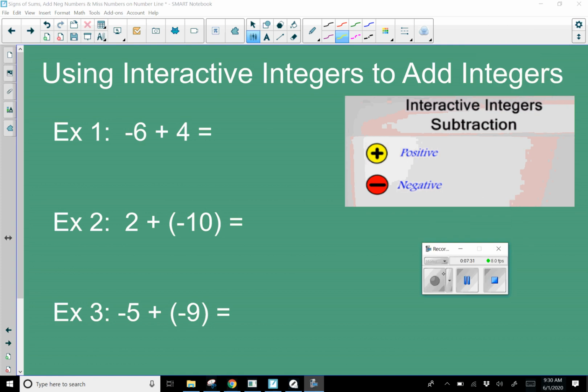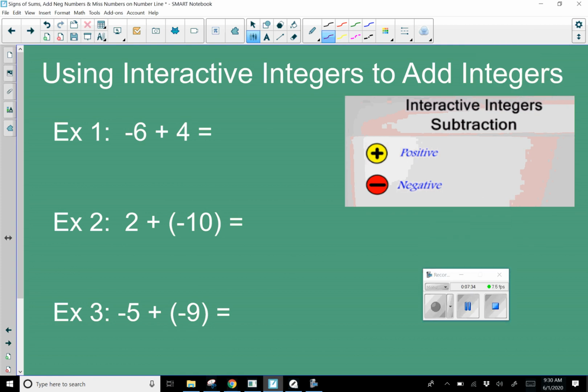Okay, let's try some practice ones here. So I've got negative 6 plus 4. Think about your rules. These are different signs, which means I'm going to subtract them. 6 minus 4 is 2. And then I can see that I have more negatives than I have positives, which makes my answer a negative. Example 2, again, we have 2 plus negative 10, so I have different signs. One's a positive and one's a negative. Different signs means we subtract. So I've got 10 minus 2 is 8. And again, I have 2 positives and 10 negatives. I have more negatives than positives, which means my answer is going to be a negative.